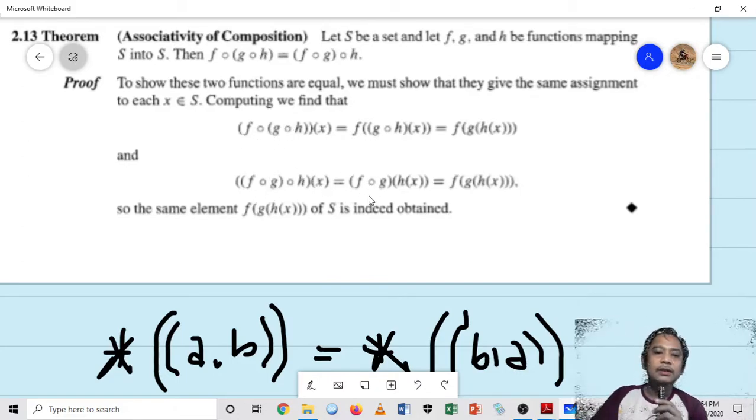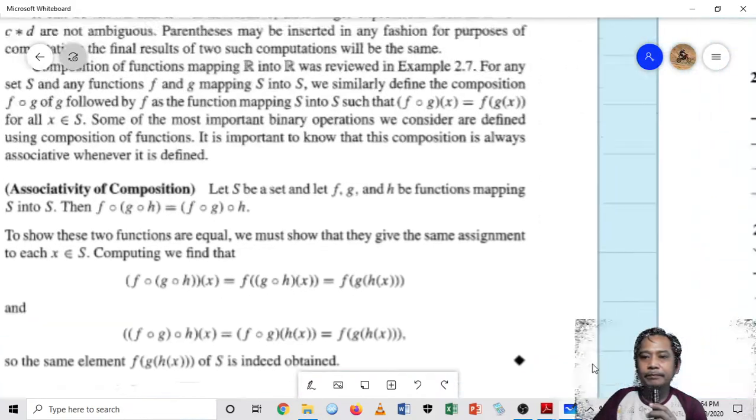So the composition of functions is indeed associative.